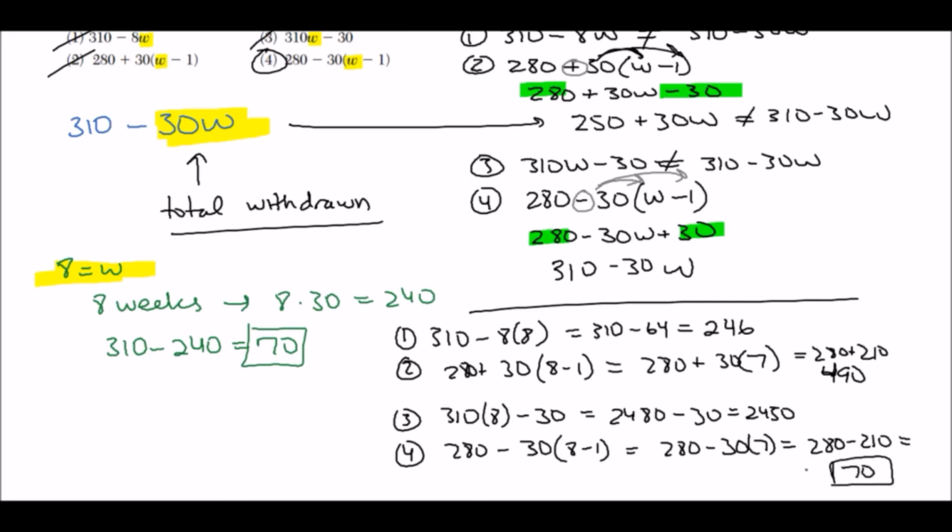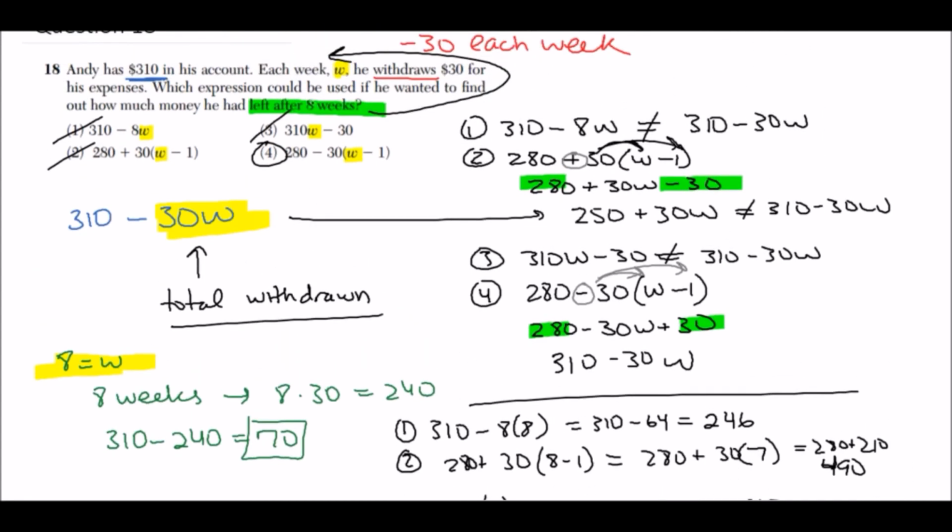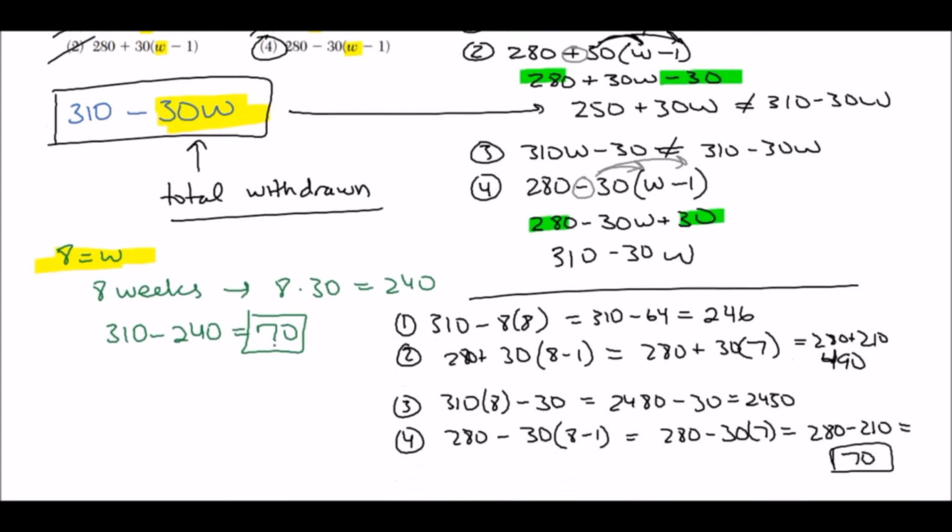So there you have it, 2 different ways to get the answer. One where we don't even use the 8 weeks because the answers are still in terms of W, in terms of any amount of weeks. And one where we actually use the 8 and then match our answer. Either way is perfectly fine. Because the answer is not in this really obvious form, 310 minus 30W, it actually might be quicker to do it the second way, but either way is perfectly acceptable.